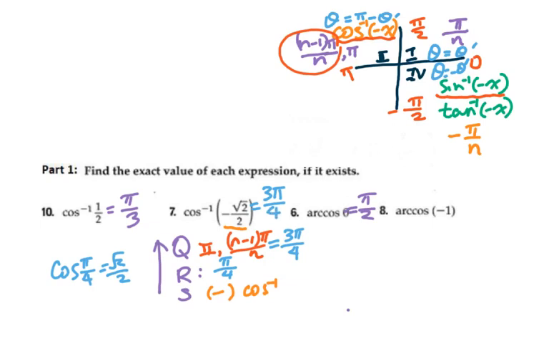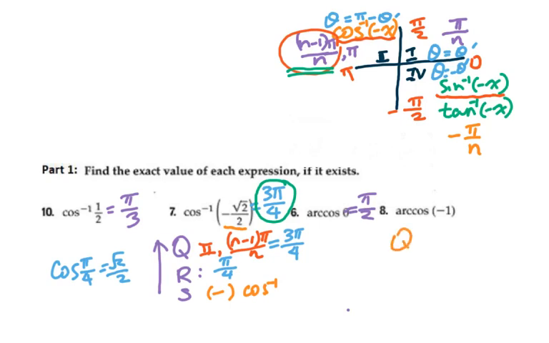Be careful with 3 pi over 4. Some students got negative 3 pi over 4. It's not correct, because you have to follow this pattern, n minus 1 pi over n. There's no negative sign before that. Now let's go to number 8.